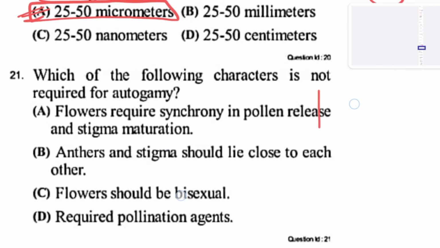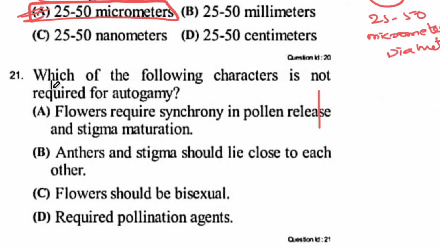So next question. Which of the following character is not required for autogamy? Autogamy, it is self-pollination. In order to undergo self-pollination, the flower has to be bisexual, which is not necessary, as both male and female gametophyte will be present in a single flower. Then there is no necessity of pollinating agents.